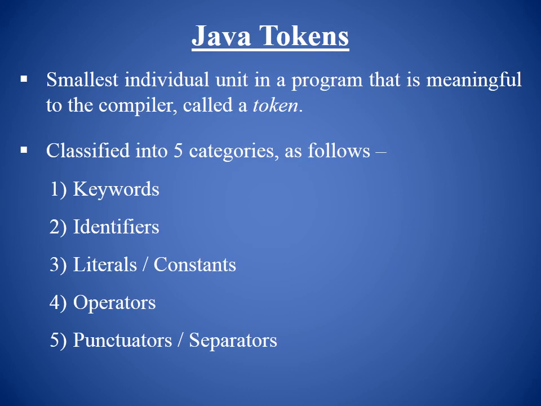From this slide, you will know about the Java tokens with relevant examples. It is very important to design programs in all aspects. The smallest individual unit in a program is a token. It means we can say everything in a program is a token. As you are seeing in the slide, Java tokens are of 5 types. These are keywords, identifiers, literals, operators and punctuators.